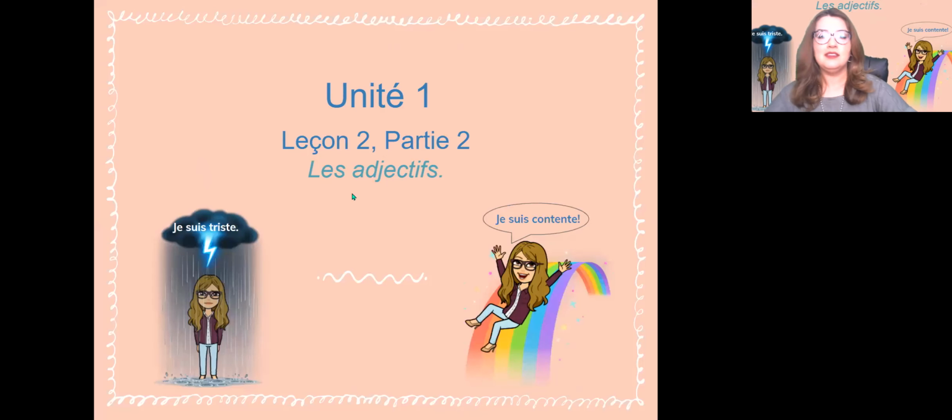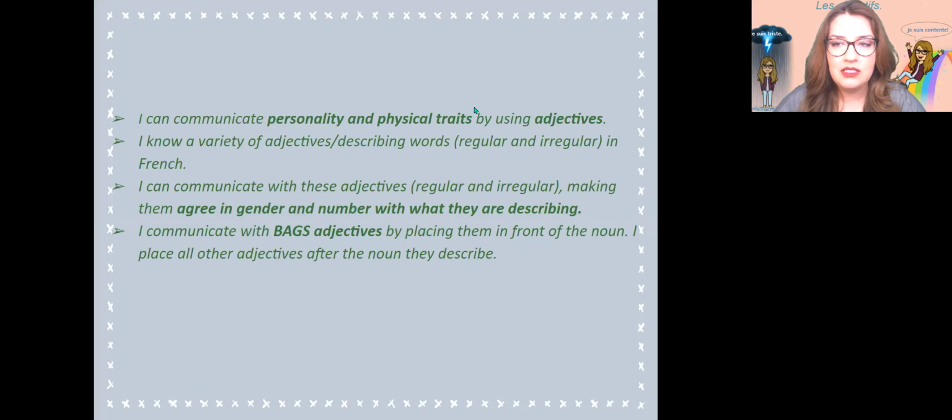Leçon 2, partie 2. Les adjectifs. Here are the learning targets. I can communicate personality and physical traits by using adjectives. I know a variety of adjectives describing words, regular or irregular. In French, I can communicate with these adjectives, making them agree in gender and number with what they are describing.